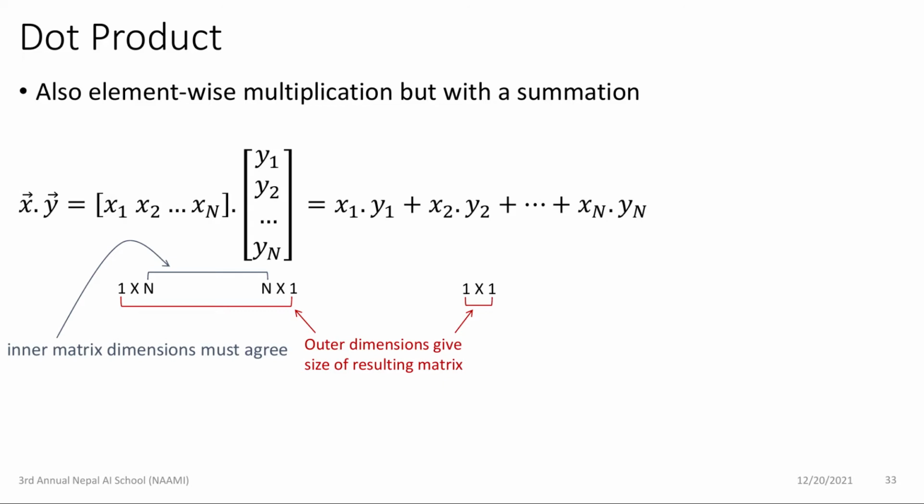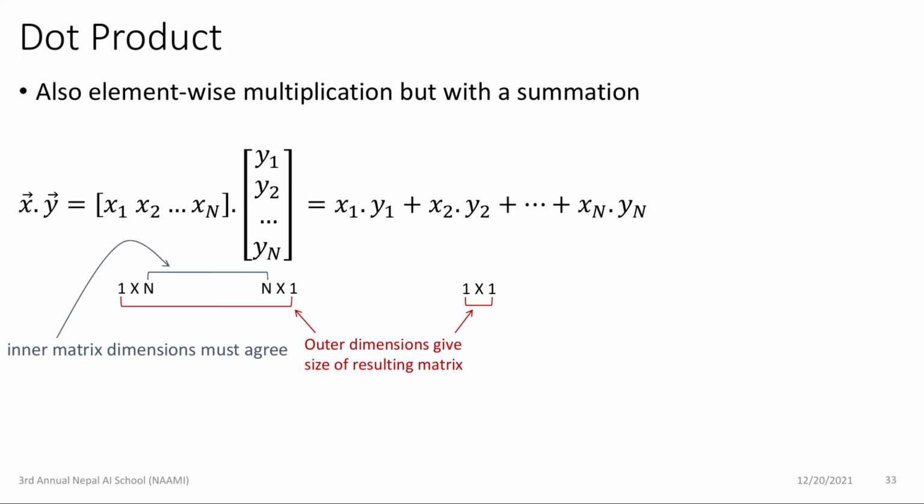So now we come to the dot product. The dot product is also an element-wise multiplication, but with a summation. This you already know. If we have vectors x and y, we multiply them one by one, following the rules of matrix multiplication, and we get one number. The dot product gives you a scalar as a result and not a vector. You have to follow the rules of dimensions, and that's basically it.